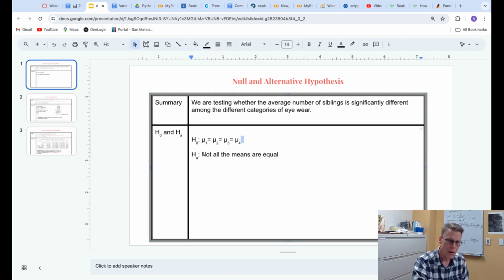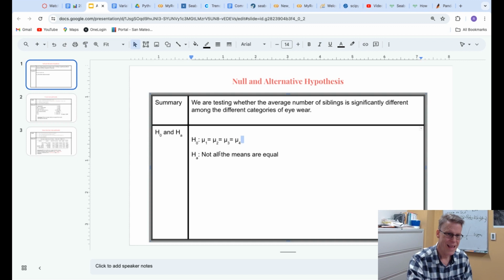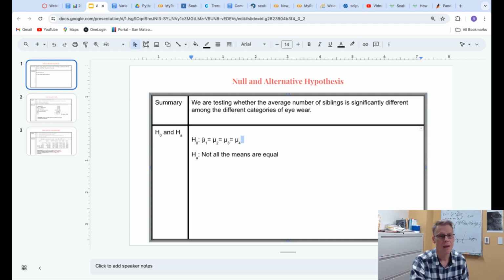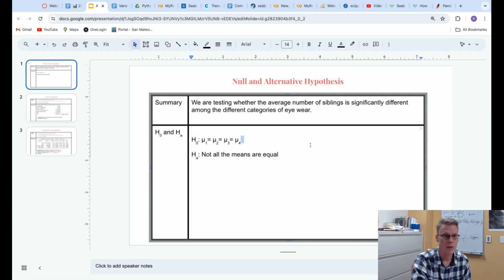So the alternative is that they aren't all equal. It's not specifically saying which ones aren't equal to which ones in this alternative hypothesis. We're just saying, hey, the null hypothesis, they're all equal. When we look at the sample, is it enough evidence to show that, no, they're not all equal? At least 2 of them are different from each other, most likely, based on the statistics.